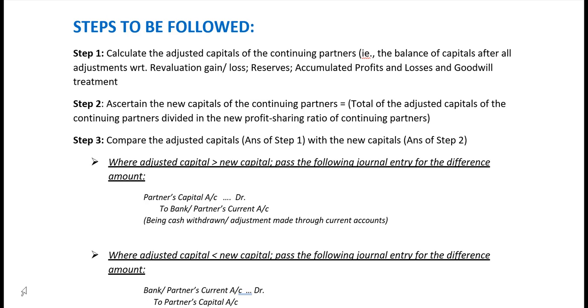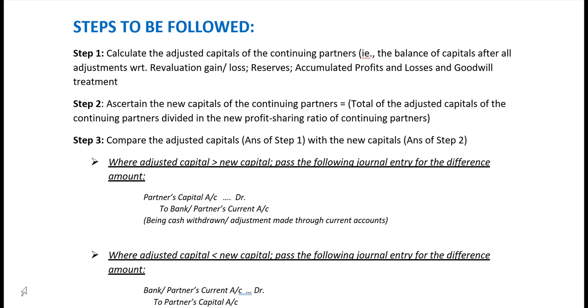The steps to be followed. First step, we need to calculate the adjusted capitals of the continuing partners. The adjusted capitals is nothing but the balance of capitals after all adjustments with respect to revaluation gain or loss, reserves, accumulated profits and losses, and the goodwill treatment.